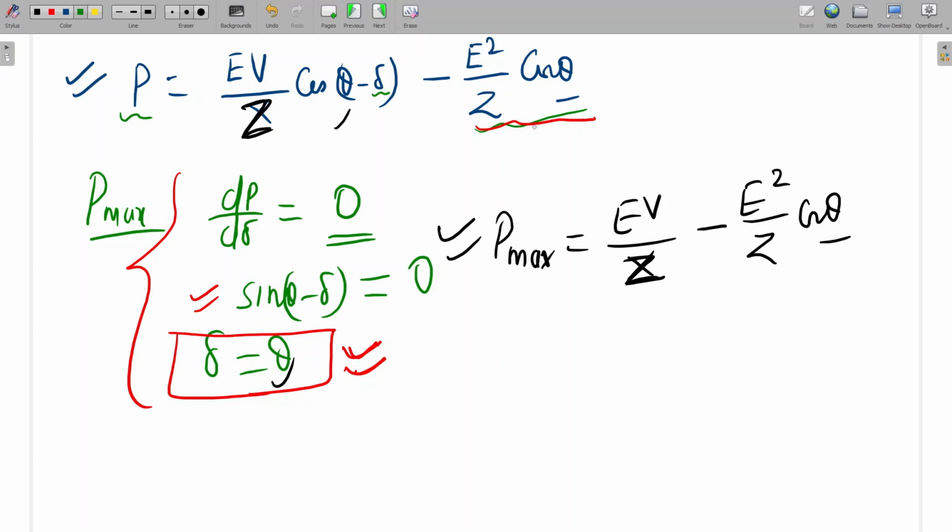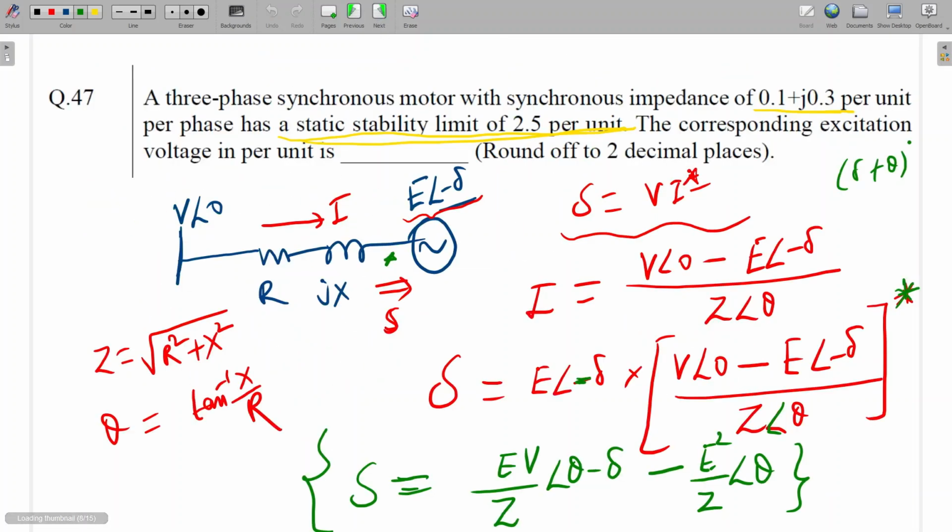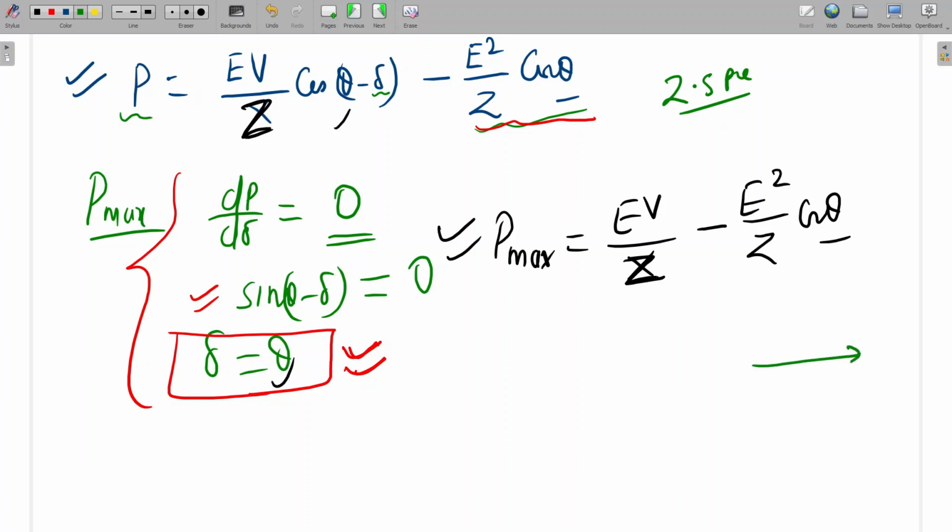And what is given? Given is the P max. P max is 2.5 per unit. It is given here in the question. And Z is given as 0.1 plus j0.3, so we can write R is 0.1 and X is 0.3. So what will be the magnitude of Z? Z will be under root this square plus this square, so 0.01 plus 0.09 summation will be 0.1, under root 0.1. Is it clear?